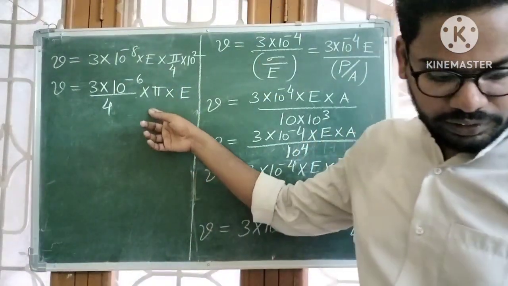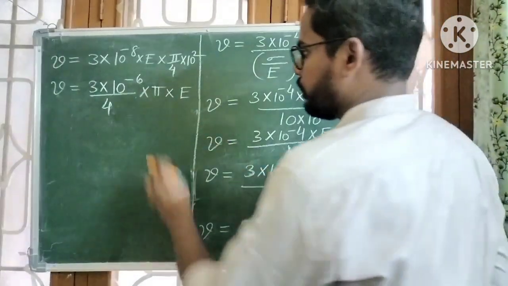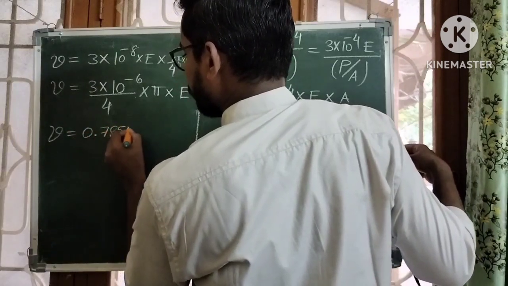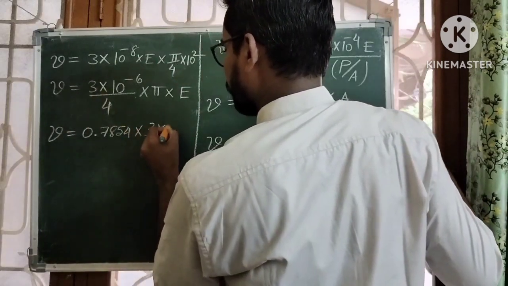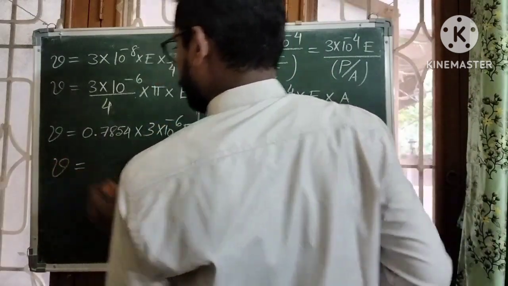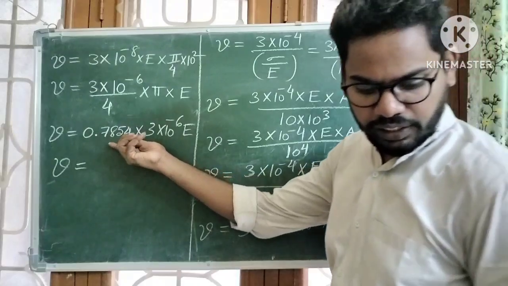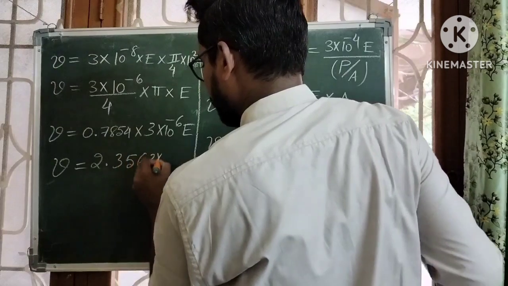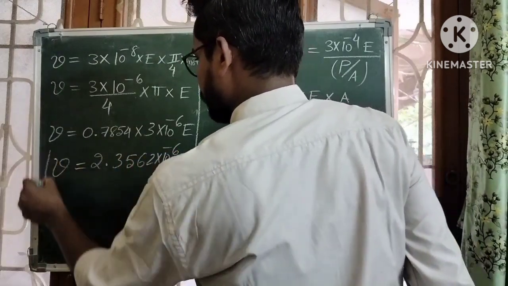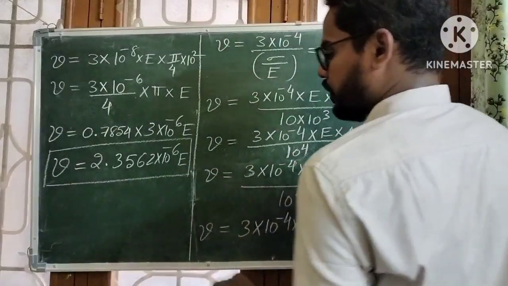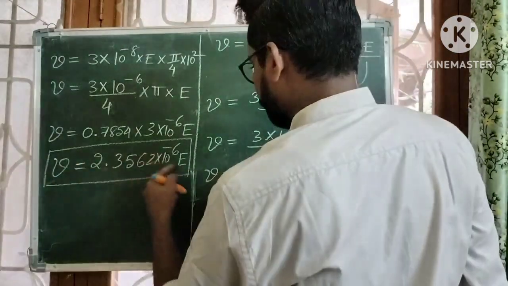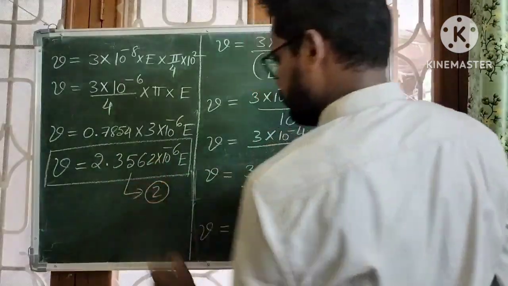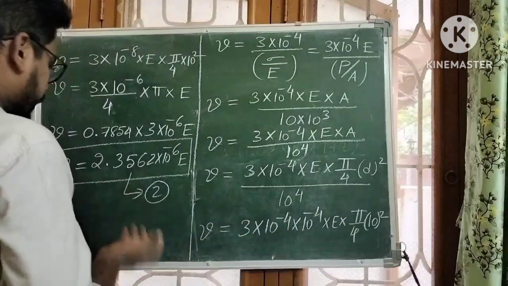If you simplify this, first of all pi by 4 value is 0.7854, into 3 into 10 to the power of minus 6 E. If you simplify this using a scientific calculator, you will get 2.3562 into 10 to the power of minus 6 E. So this is one more equation between mu and E, Poisson's ratio and Young's modulus. This is equation 2. Equation 1 we already have.